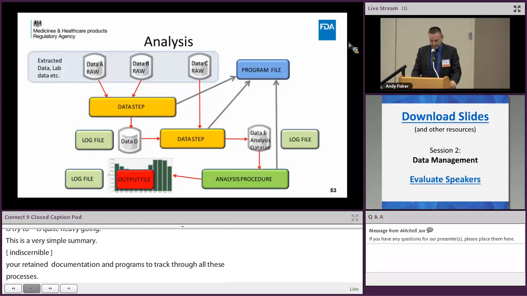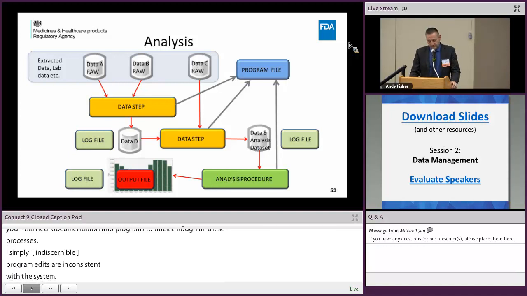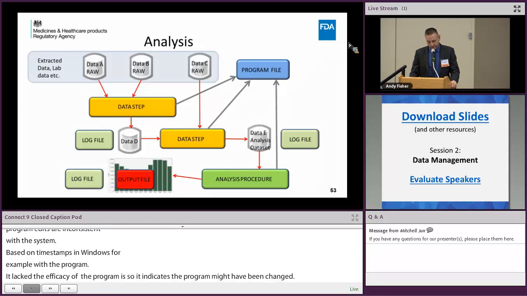So that means keeping all your files in terms of programs, permanent data sets, log files, all the QC programs that have been generated and the log files with those, and making sure that they're done. What we found is that that's often not done. So there's missing data sets, missing files. Program headers are inconsistent with the version called into the system. So the dates and timestamps in Windows, for example, of the program are after the version header in the program and after the QC of that program, so it indicates that the program may have changed. And we also see overwriting of files quite a lot by subsequent runs of the programming.